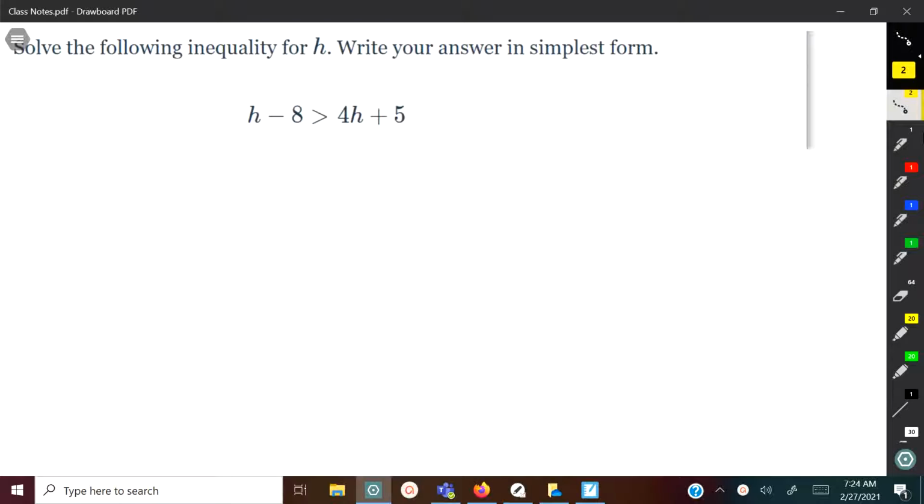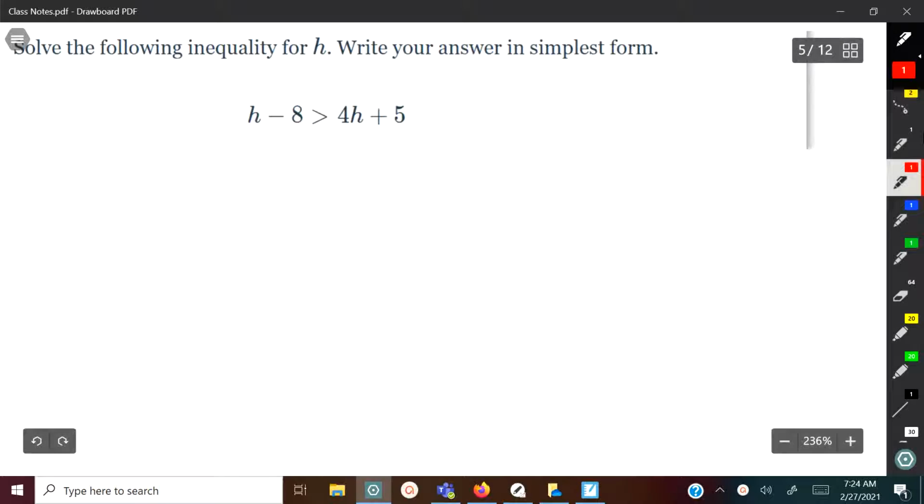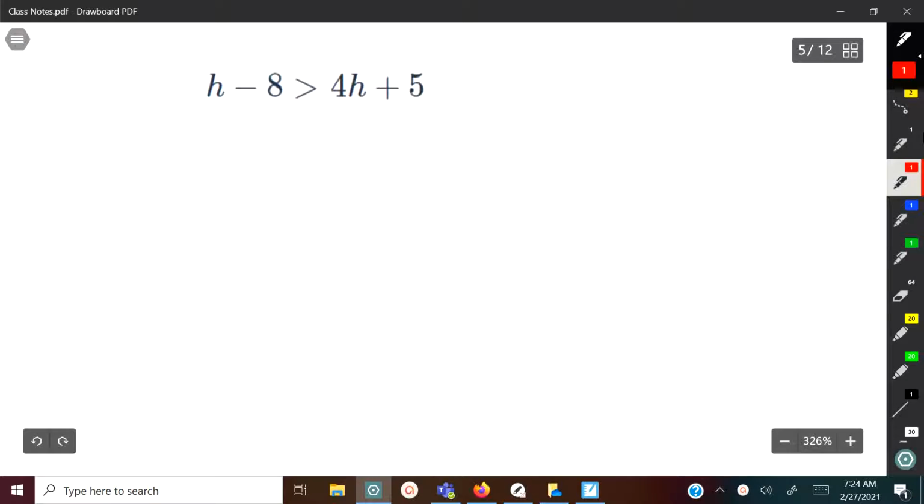We want to solve for h, but we've got h on both sides of the inequality. That's okay. We're just going to move the variable, whichever variable we have, to the left and move our number to the right, and we're going to do that by doing the opposite. I want to move the 4h with the variable to the left, so I'm going to subtract 4h on both sides.